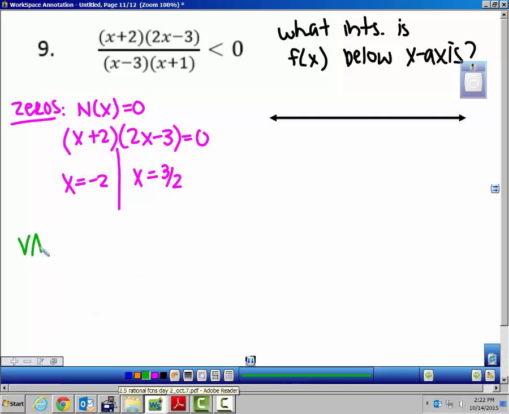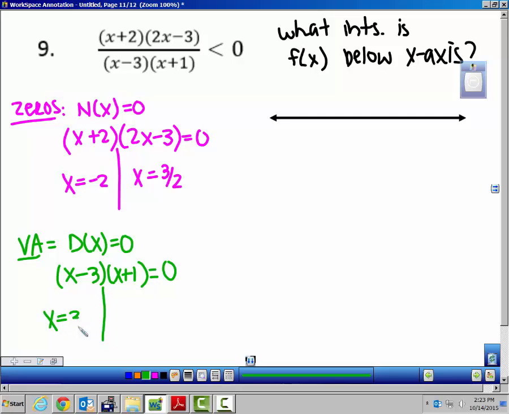And then for vertical asymptotes, you set the denominator equal to 0. My denominator is also already factored, which makes our life easier. Split and solve, you end up with +3 and -1. So we have to put all 4 of these values on our number line, and make sure you put them in the correct order. Okay, so -2 is the lowest, and then we have -1, and then we have 3/2, and then we have a +3.